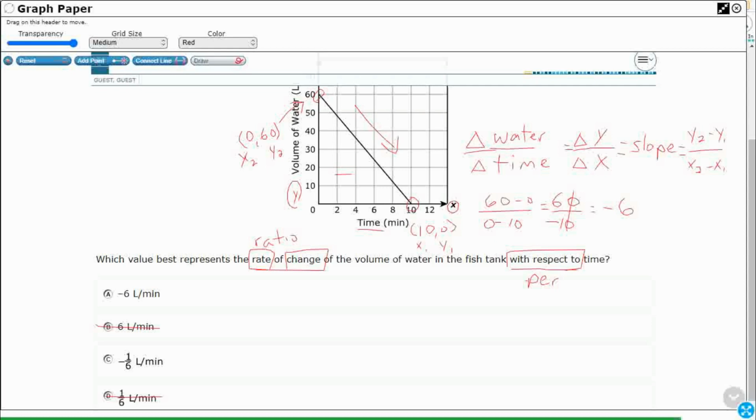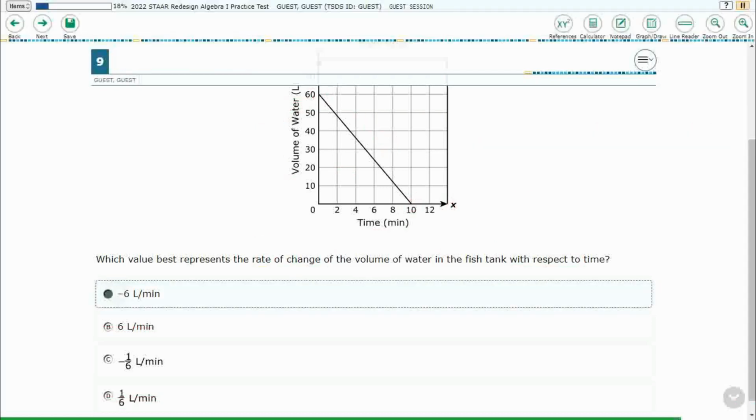And obviously we see the reciprocal, negative 1/6, but we know that's not it. Our answer here is A.